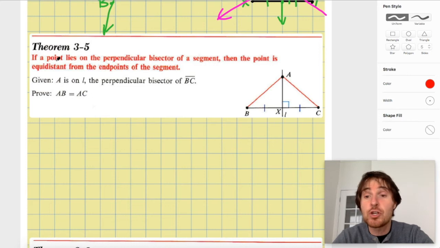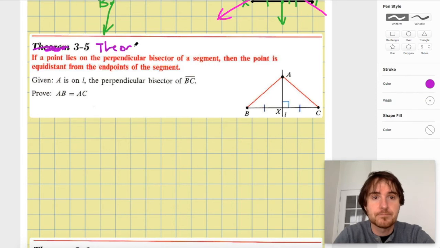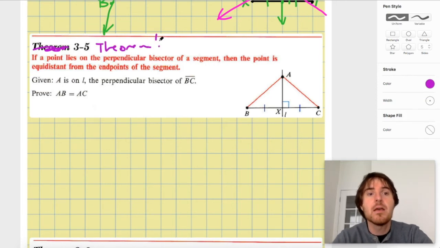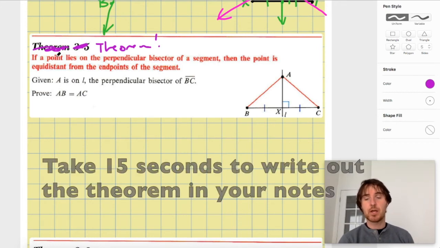So anyways, here's your first theorem though, okay? So we have a theorem. All right. And this is it. We don't use the numbers here. We just use theorem. So write this one out in your notebooks here. If a point lies on the perpendicular bisector of a segment, then the point is equidistant from the endpoints of the segment. Okay, write it out. Take 15 seconds to write it out and see what questions you have. 15 seconds. Ready, set, go.